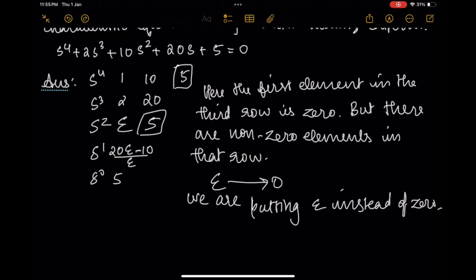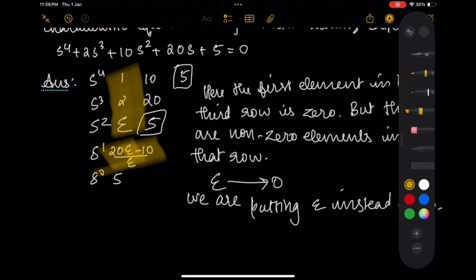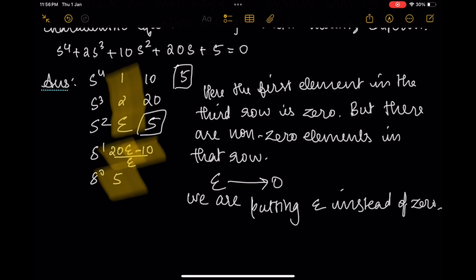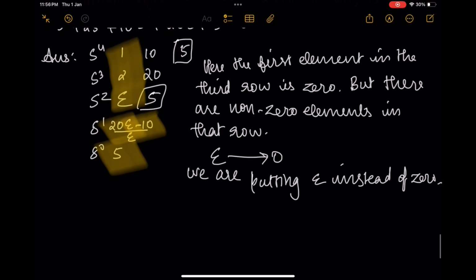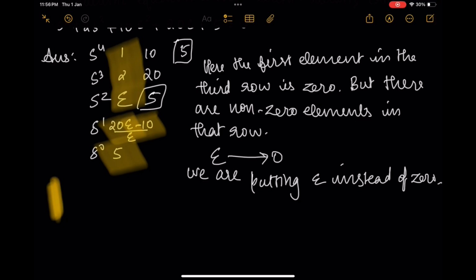The main thing that we're going to check is the first column of the Routh array, whether all the elements in that column are positive or not. In order to understand the concept of stability, I'm going to mark the first column. I've seen two major terms here. One is epsilon, the other one is 20 epsilon minus 10 by epsilon.